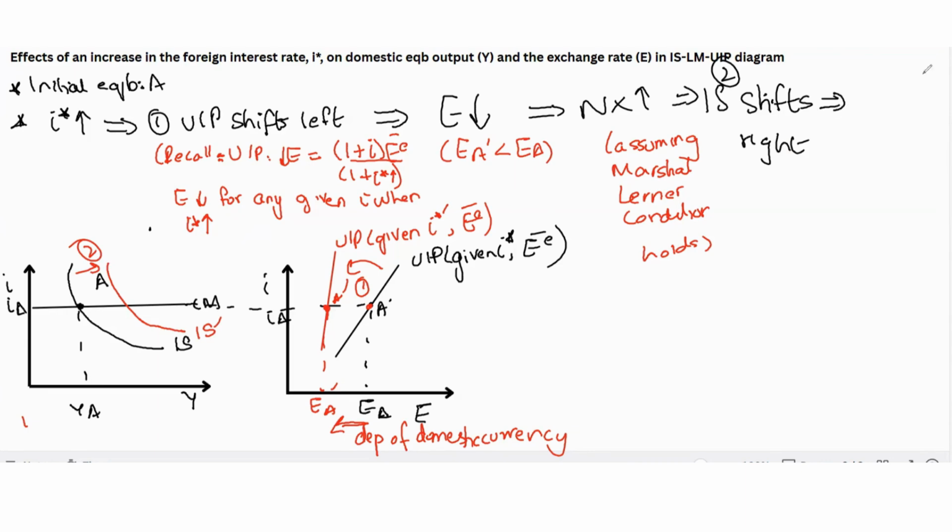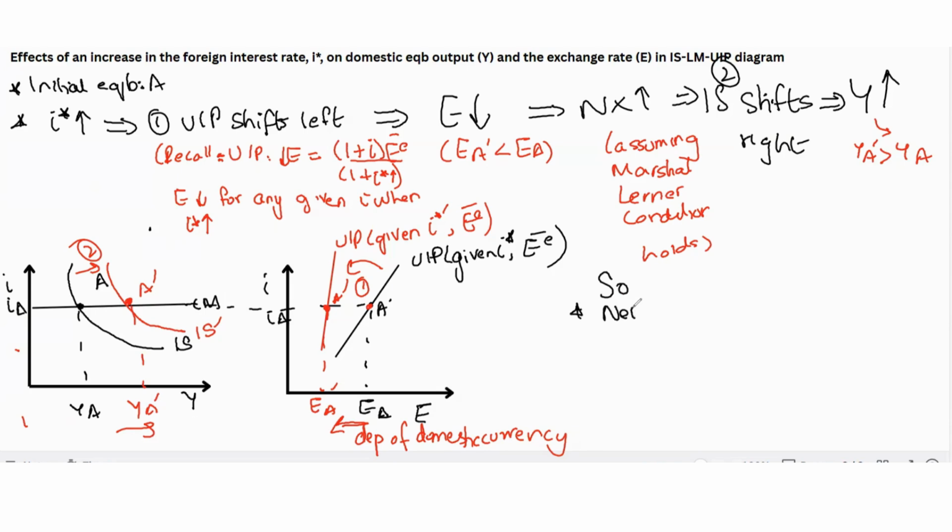Now when the IS curve shifts towards the right, output is going to go up, right? Initially, equilibrium in the IS-LM model was at the intersection of the LM curve and the IS curve. Now it's at the intersection of the new IS curve, because we know equilibrium in the IS-LM model is at the intersection of the IS and LM. Here the relevant IS is IS prime, the LM is unchanged, right? So we can see this is output Y prime, which goes up. So Y increases because Y prime is greater than YA.